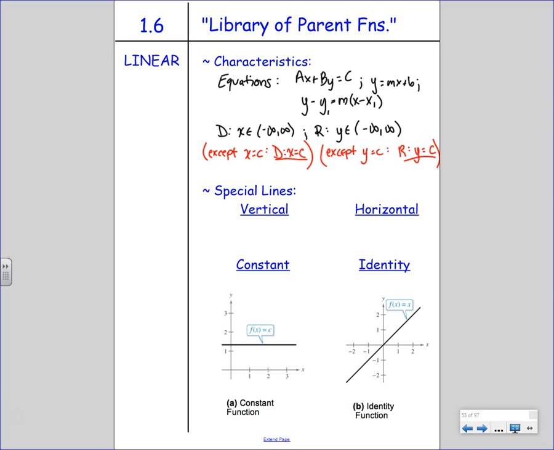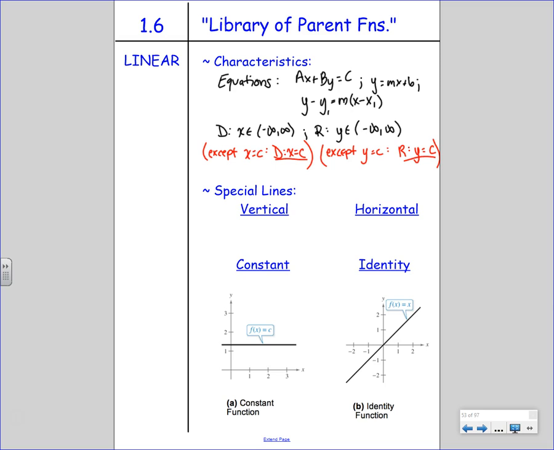Anything else? Domain, range. Could be strictly increasing, could be strictly decreasing, could be strictly constant. We'll say that every line only has one behavior. It's either going up, or it's going down, or it's staying constant. I think that's good enough.